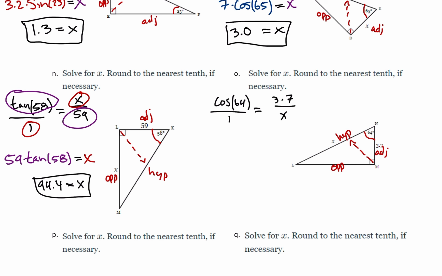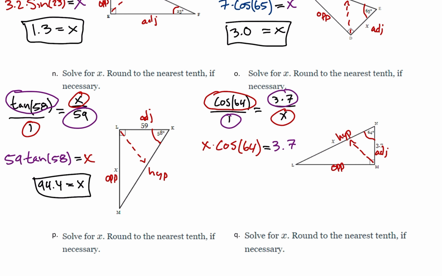So we'll put that over 1, and that will cross multiply. We'll end up with cosine of 64 times x. So it'll look like x times cosine of 64. That's going to be equal to 3.7 times 1, which is 3.7. Now we need to check and verify that x is all by itself. It is not by itself in this case, so we need to make sure x gets itself.